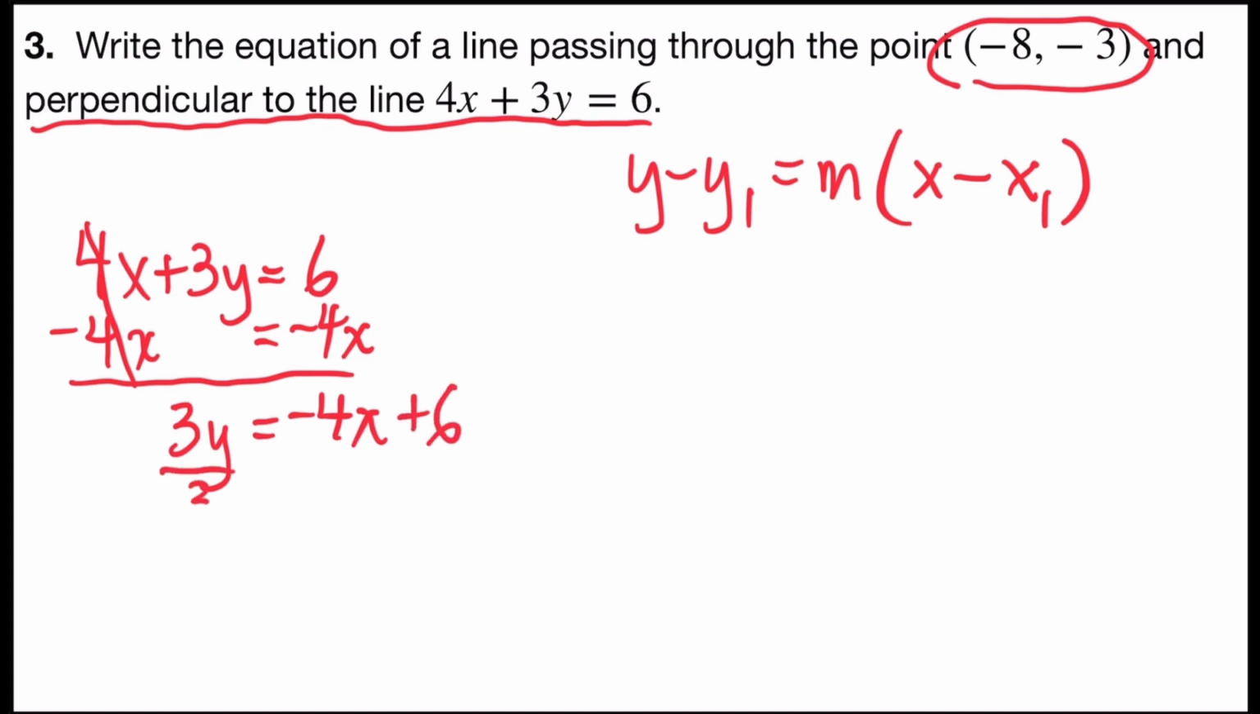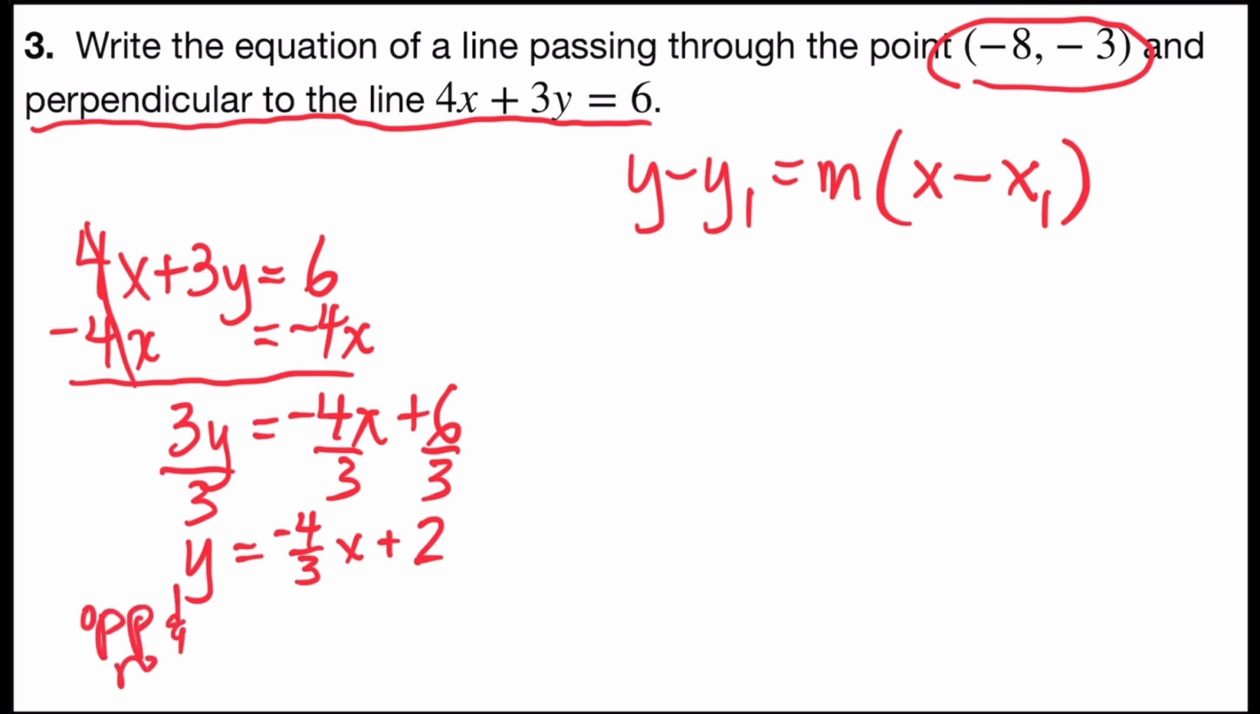Now I'll divide both sides by 3, which means divide every term by 3, and so y will equal -4/3 x plus 6 divided by 3 is 2. Remember that the slope of the perpendicular is the opposite and the reciprocal of the given slope.